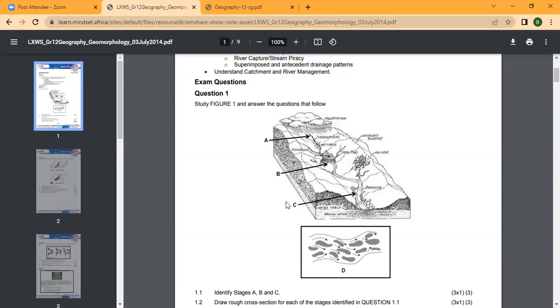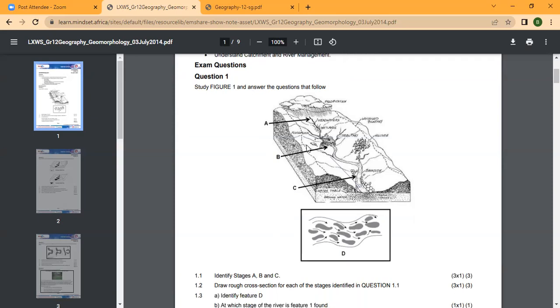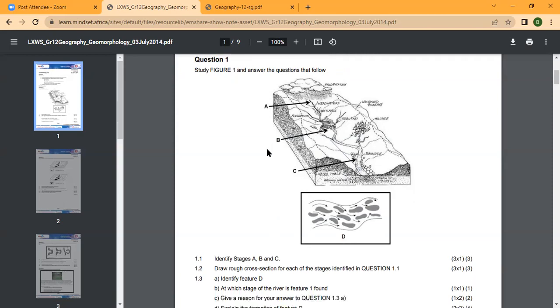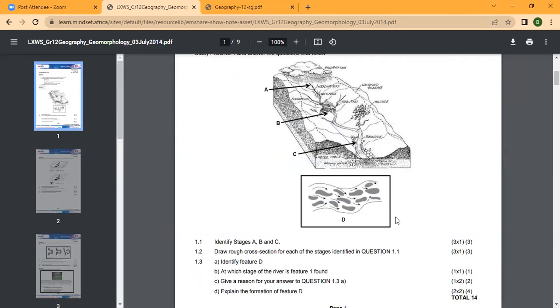You are given a figure, study the figure and answer the questions that follow. Identify the stages A, B, C. This is where the river starts, this is in the middle, and this is where it ends. So this is everything that we have done: the river source, the mouth, and then the transportation area. And then a cross-section of stages identified in question 1. We've gone through this in the textbook.